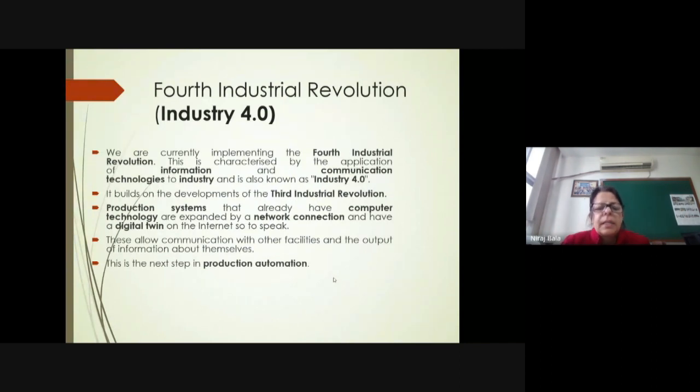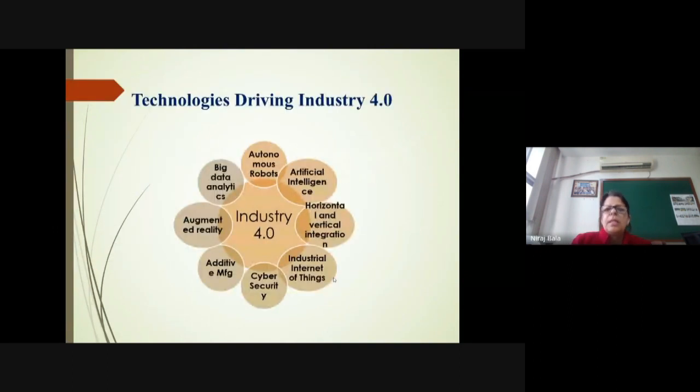In my next session, I will be telling you in detail about the digital twin, about the metaverse, about various technologies. But here, just to introduce you to Education 4.0, we are just understanding what this fourth industrial revolution is. These allow communication with other facilities and the output of information about themselves. So this is the next step in production automation. These are some of the major technologies which are driving Industry 4.0.